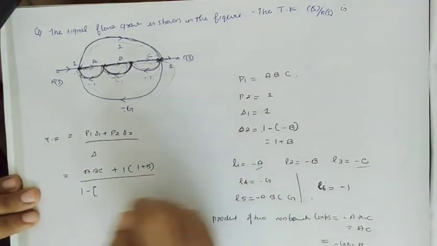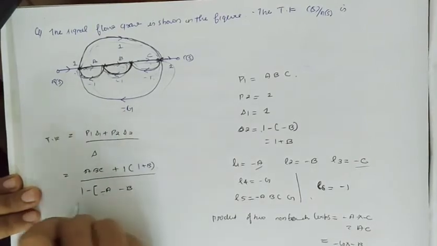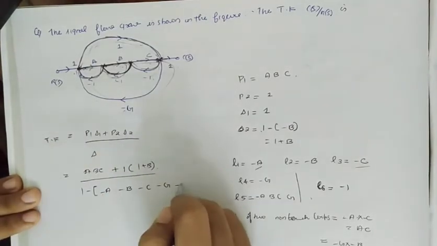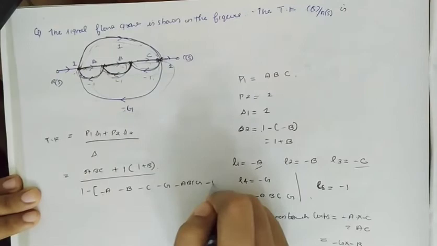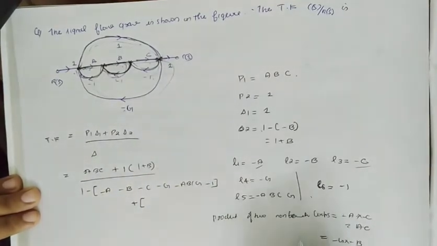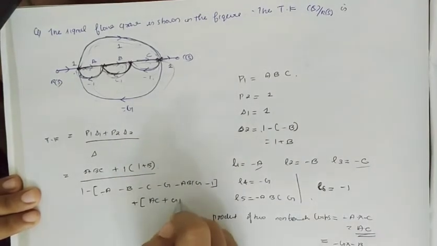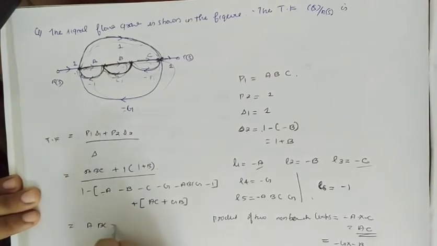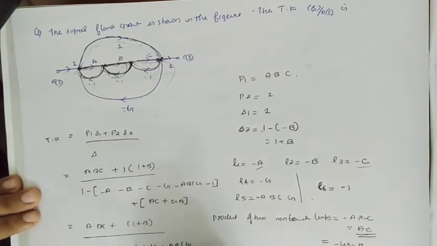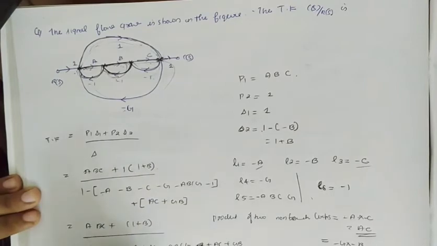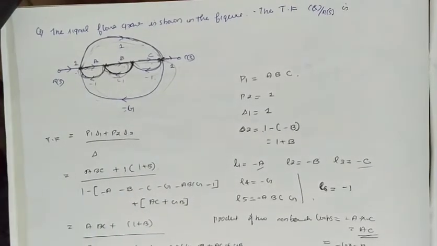So 1 minus individual loop gains: minus A, minus B, minus C, minus G, minus ABCG, minus 1, plus the sum of products of two non-touching loops. So one is AC plus GB. We get ABC plus 1 plus B divided by 1 plus A plus B plus C plus G plus ABCG plus 1 plus AC plus GB. 1 plus 1 we'll get 2. So this is the answer.